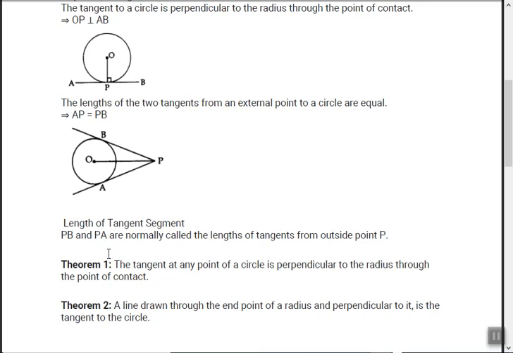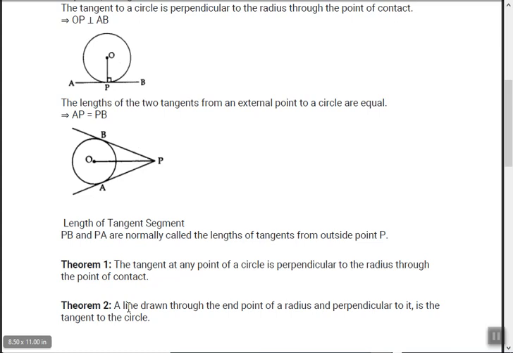So these theorems again. What is theorem number 1? A tangent at any point of the circle is perpendicular to the radius through the point of contact. This is the one we said earlier. So this you can definitely prove. You can see the proofs available, and we have even proved it in our problems. So it's very easy, nothing difficult as such. Remember the theorem: a tangent is always perpendicular to the radius.